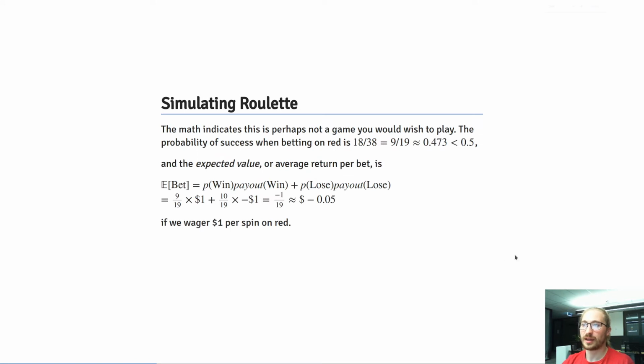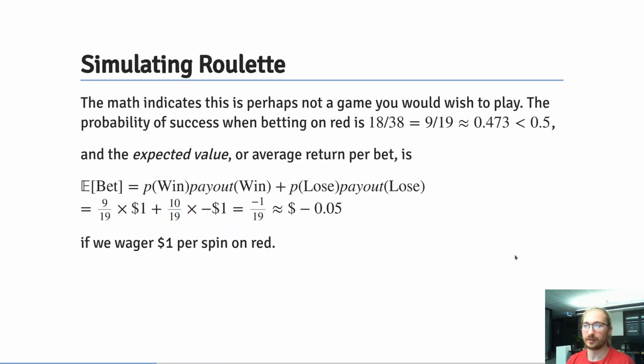So the math indicates that this is probably not a game you'd want to play. And why is that? Well, the probability of success when I wager $1 on red is the number of successful outcomes, which is the number of red pockets, 18, divided by the total number of pockets on the board, which is 38. That comes out to about 48%, which is a bit less than a half. So this game is unfair. It's biased towards the house and biased against the player, which should be no surprise. Casinos are in the business of making money, after all.